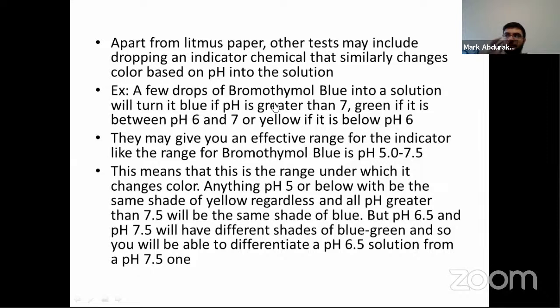If we want to look at it from an optics point of view, the chemical compounds absorb certain wavelengths of light, and if they absorb certain wavelengths, they reflect other ones, and that's the color that you see. So, for example, with bromothymol blue, if you drop it into a basic solution like pH 7 or higher, it'll absorb certain colors and it'll reflect mostly blue. It won't absorb blue, it'll reflect it. And so that's why it appears blue.